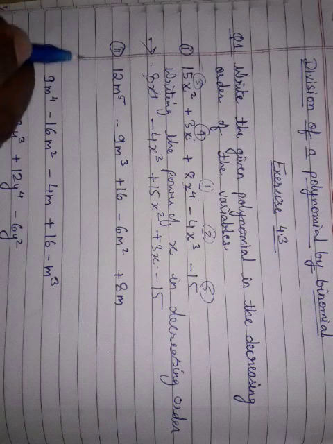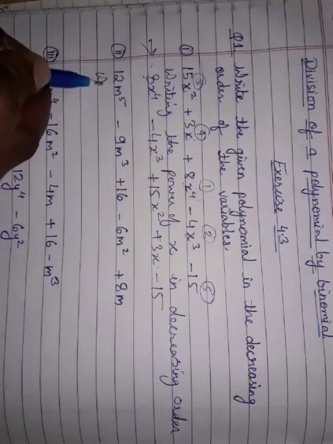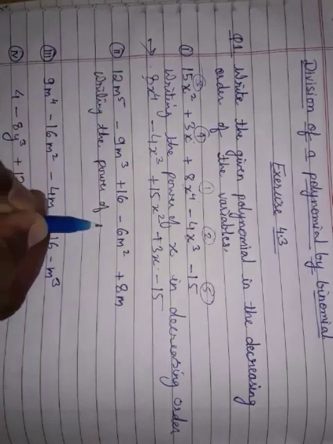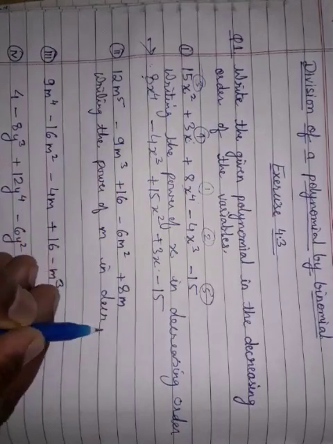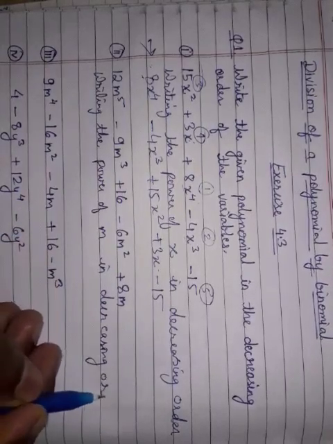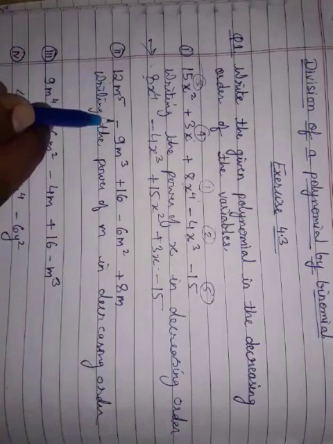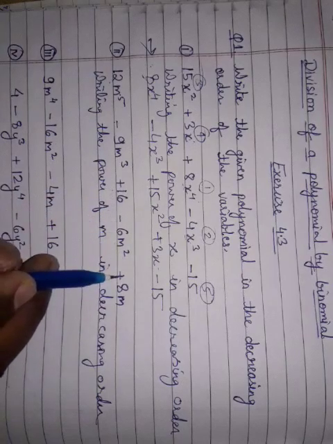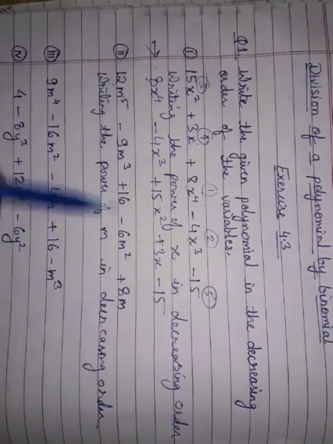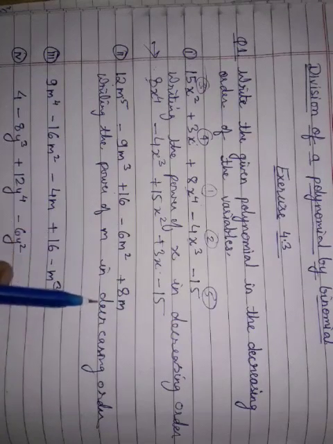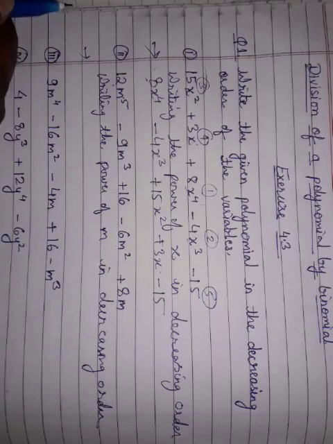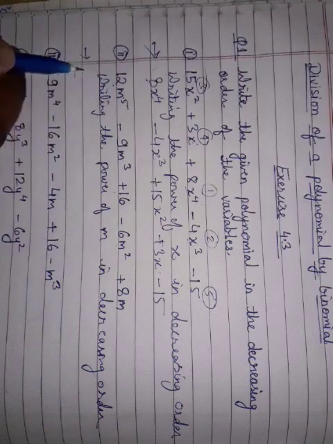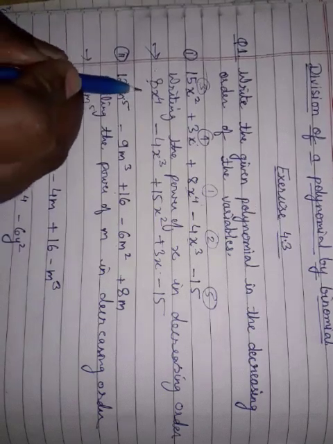Now see one more question. Here we write the power of m in decreasing order, because the variable is m. The question is 12m power 5 minus 9m power 3 plus 16 minus 6m square plus 8m. Writing the power of m in decreasing order, decreasing means bigger to smaller. So first, m power 5, so 12m power 5. This is the first term.